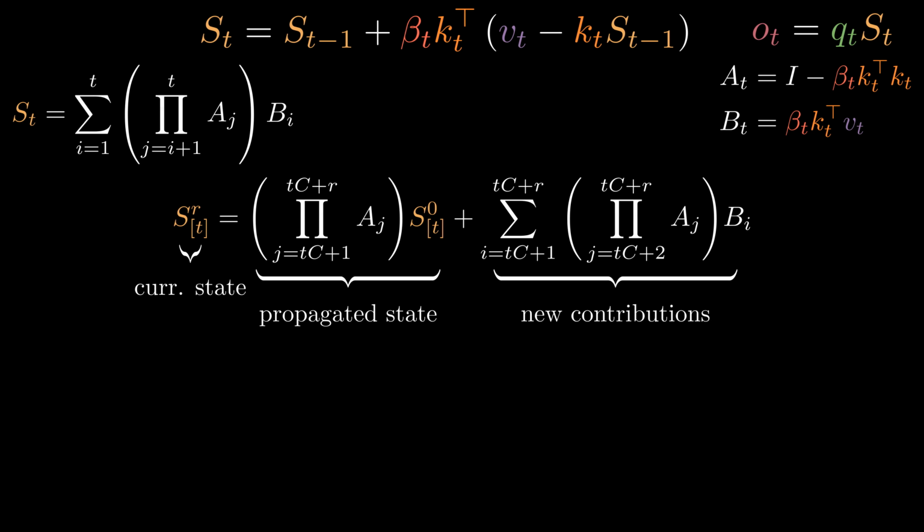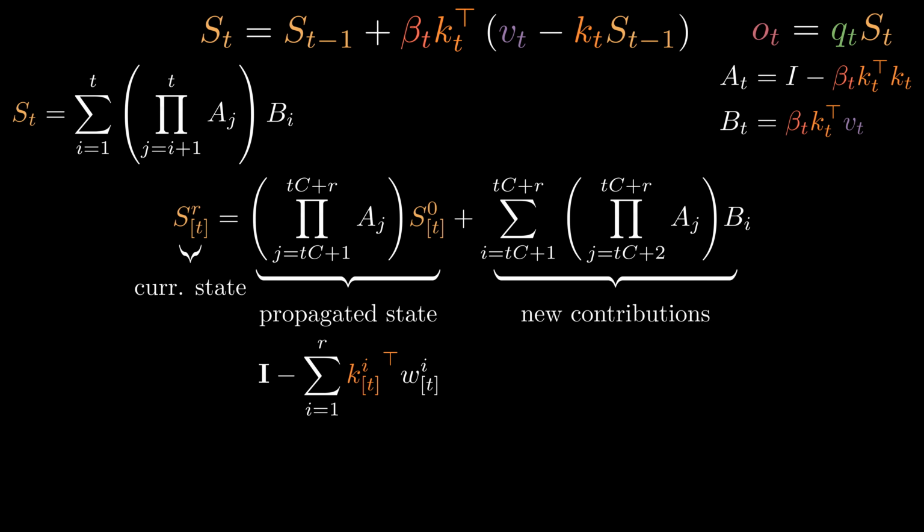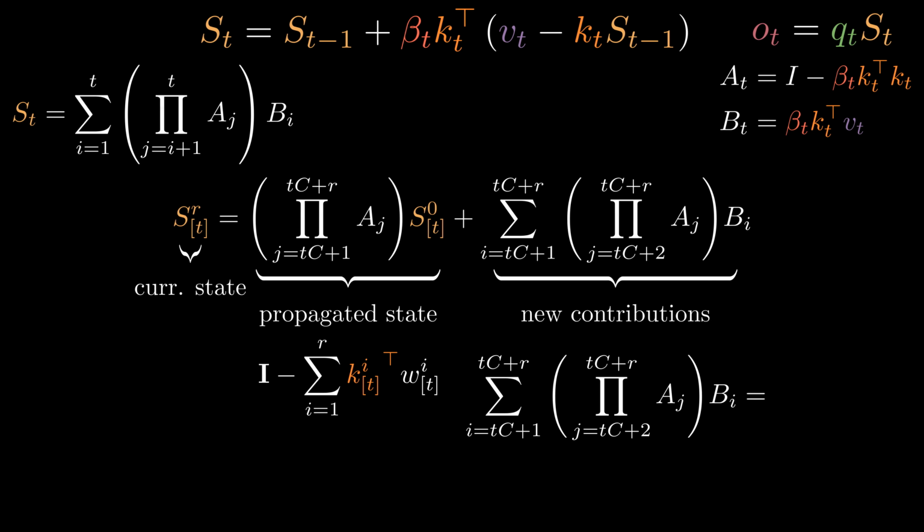Now the key challenge is to formulate these two parts as matrix multiplications to enable hardware-efficient training. The product of multiple matrices, in general, cannot be computed efficiently. But the matrices here have special diagonal plus low-rank structures. Leveraging these special structures, we express the product of matrices as the identity matrix minus the sum of rank 1 outer products. As we showed earlier, these can be computed efficiently using matrix multiplications in a parallel manner.